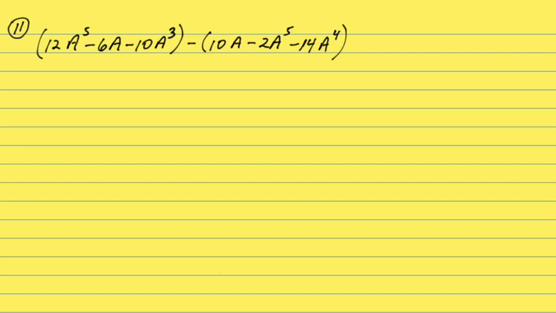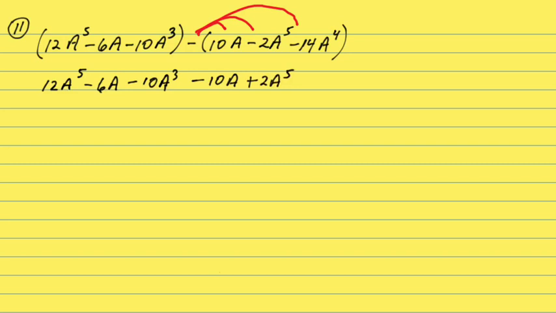11 on add subtract, again I would distribute this negative because this is a subtraction. By distributing the negative, what you're doing in effect is simply changing all the signs of your second part there. So that's going to become a negative 10a, a positive 2a to the fifth, and that negative 14 will become a positive 14. I like to do it in standard form, in other words, going decreasing powers. So look at the highest power. 12a to the fifth and 2a to the fifth would combine to give me 14a to the fifth.